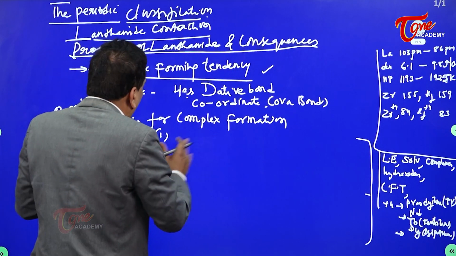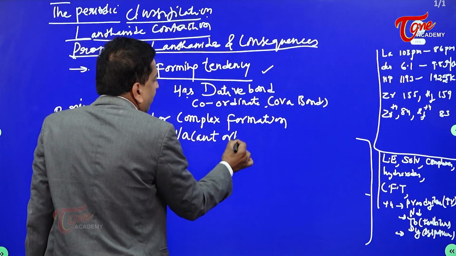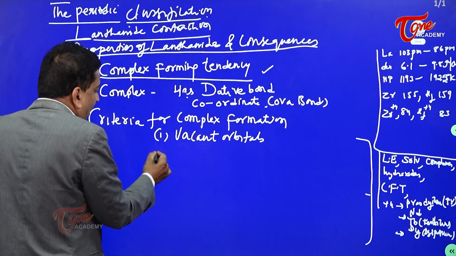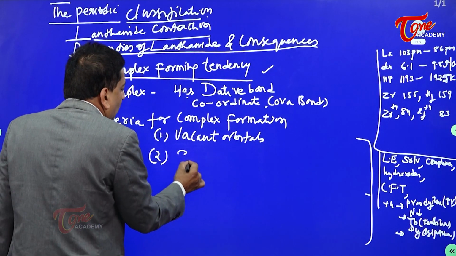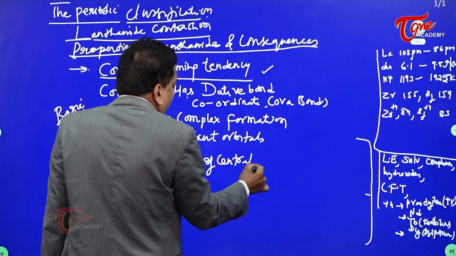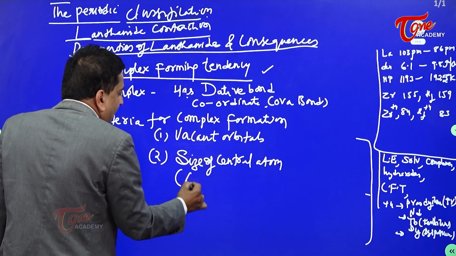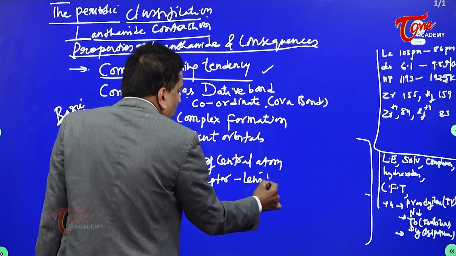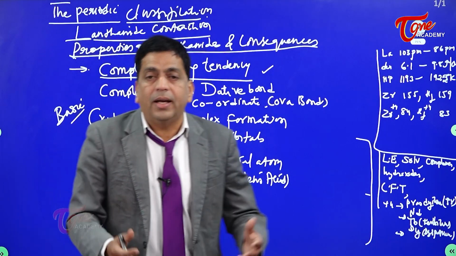A pair of electrons being donated by the Lewis base, which I consider to be a donor, right? So the criteria for complex formation is vacant orbitals such that I can accept it. And the second most important, the size of the central atom. The size of the central atom, that means the acceptor, or I call this a Lewis acid.